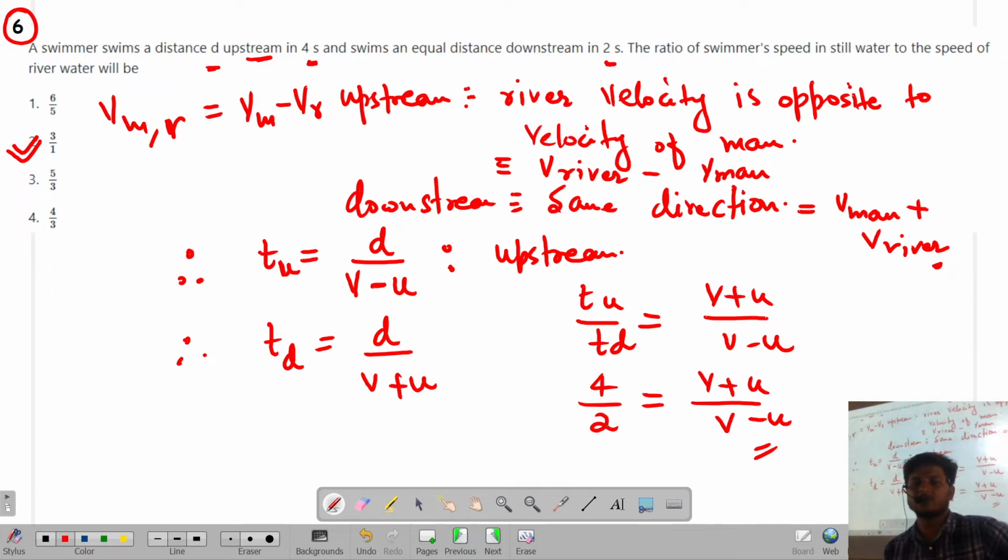How did 3 come? Take the ratio over here. 4v minus 4u is equal to 2v plus 2u. Got it or not? 1 will become 6, 1 will become 2. 3 is to 1 will come.